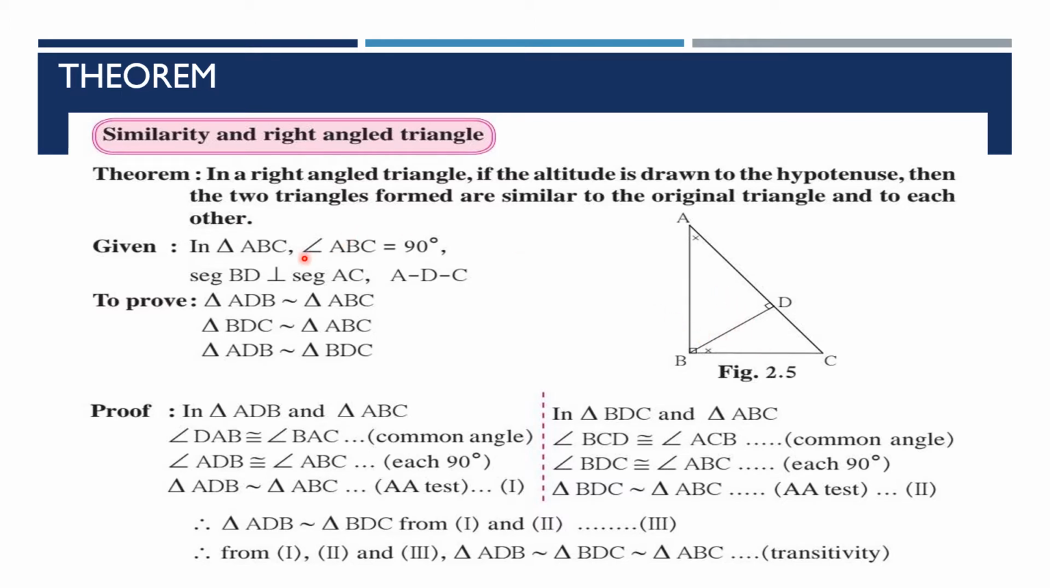Okay. Now write the given part. Then we have to prove triangle ADB, that is this triangle, is similar to this bigger triangle, triangle ABC. Then triangle BDC is similar to this triangle ABC, and also these two triangles are similar to each other. All these three properties we have to prove here. Now the proof. In triangle ADB and triangle ABC.